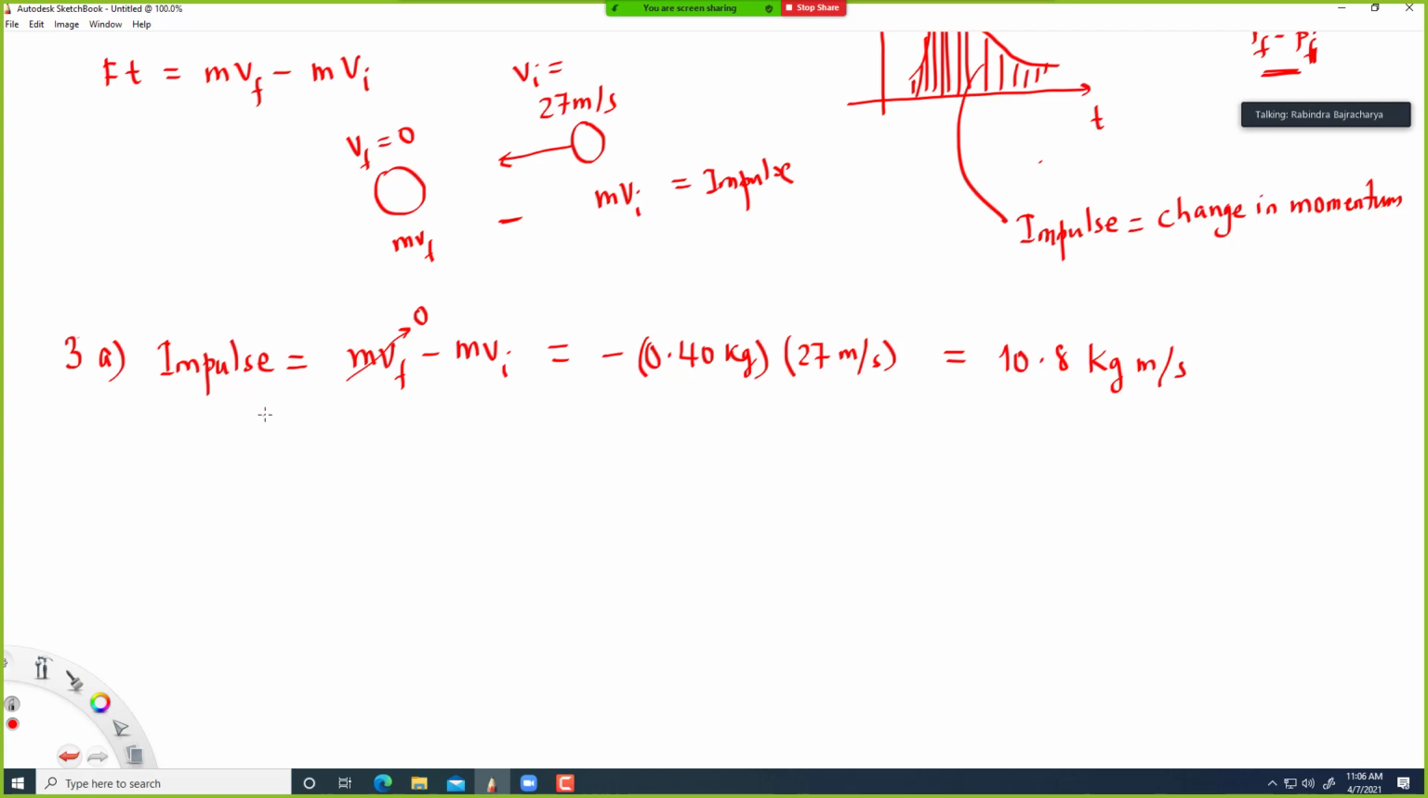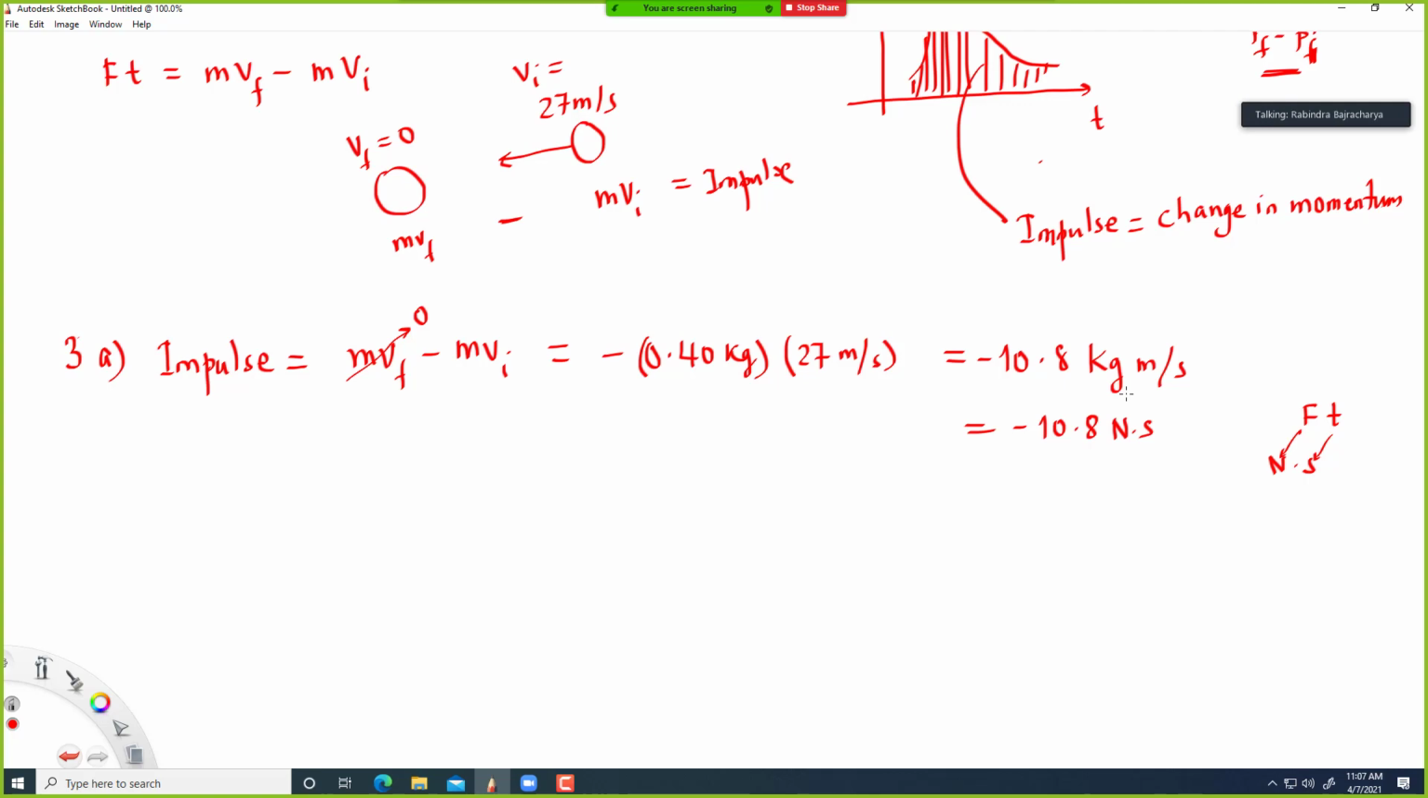Sorry, that would be negative. Oh yeah, I forgot the negative sign. Impulse is also expressed in the unit of Newton second, because impulse is force times time. Force is measured in newtons, and time is measured in seconds. So instead of kilogram meters per second, sometimes you can also use Newton second. Both are equivalent.